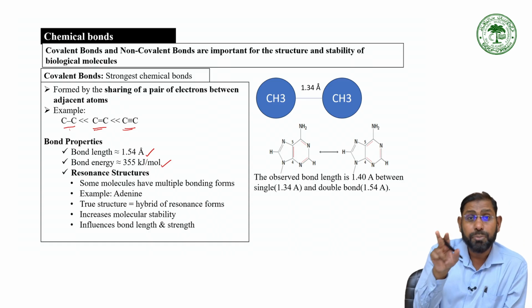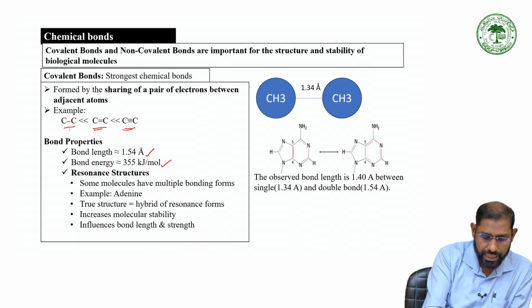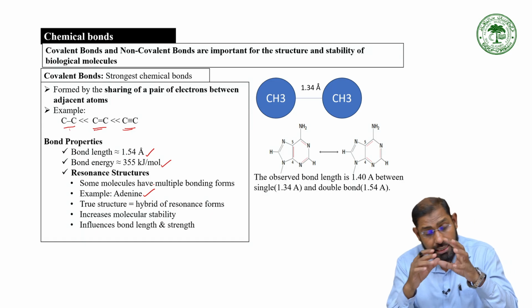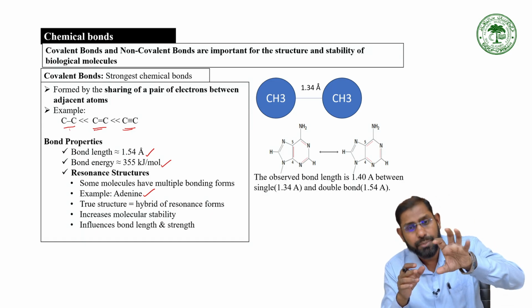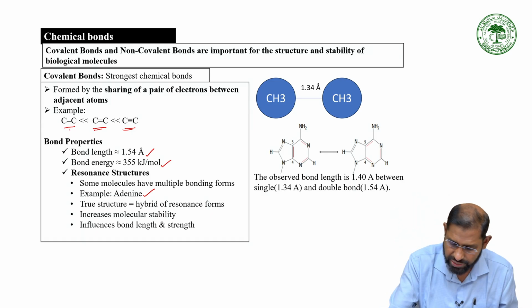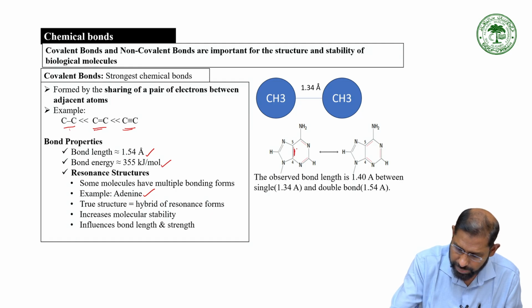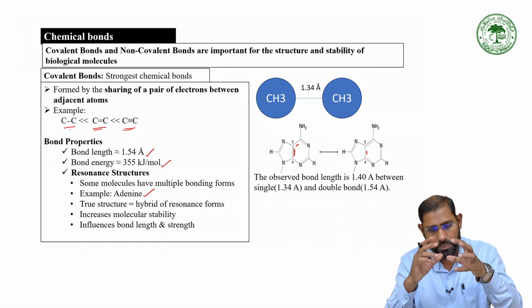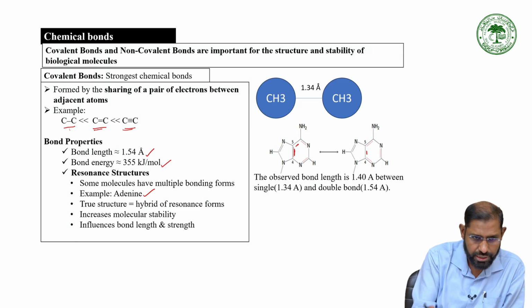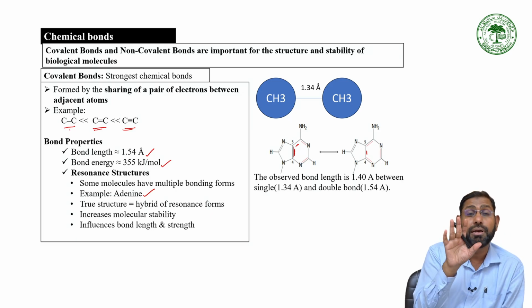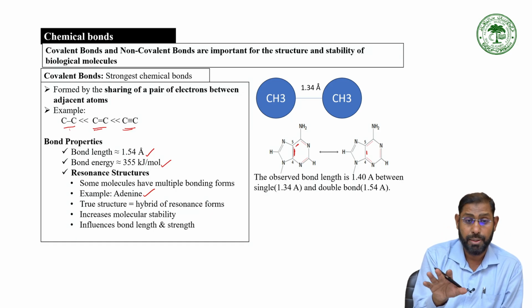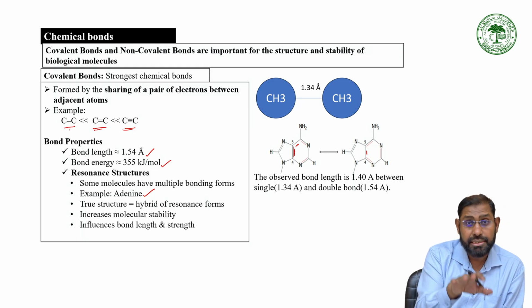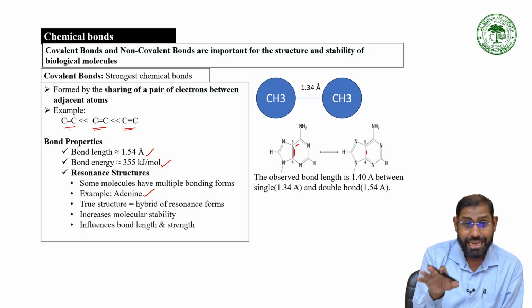Some molecules have multiple binding forms, for example adenine. It is not single and not double, but a hybrid mode in the form of resonance. You see, this is a double here, but this is single here, not double. So they are in resonance form. This is a characteristic of the DNA base adenine. The true structure is a hybrid resonance form of single and double, and it increases the molecular stability, which is important, and influences the bond length and the strength.